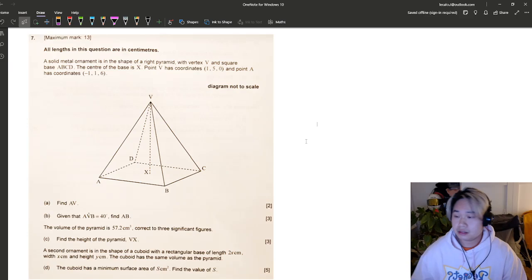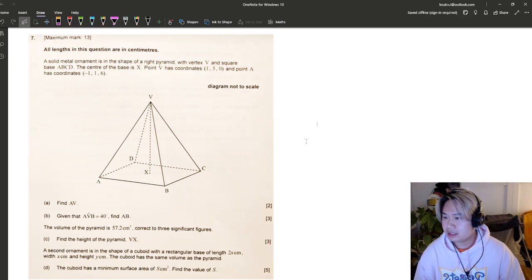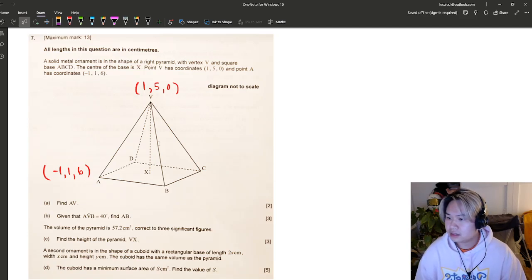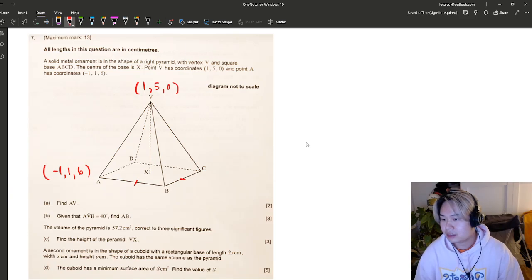Okay, we got a pyramid, and then they tell you some coordinates. Point V has the coordinates 1, 5, 0. Point A has the coordinates -1, 1, and 6. And then you can't assume that this is a square base. Oh yeah, never mind. It's right here. Read the question. Okay, square base. So then that means that these are the same lengths. Okay, and then hence find AV. So they want you to find this length right here.